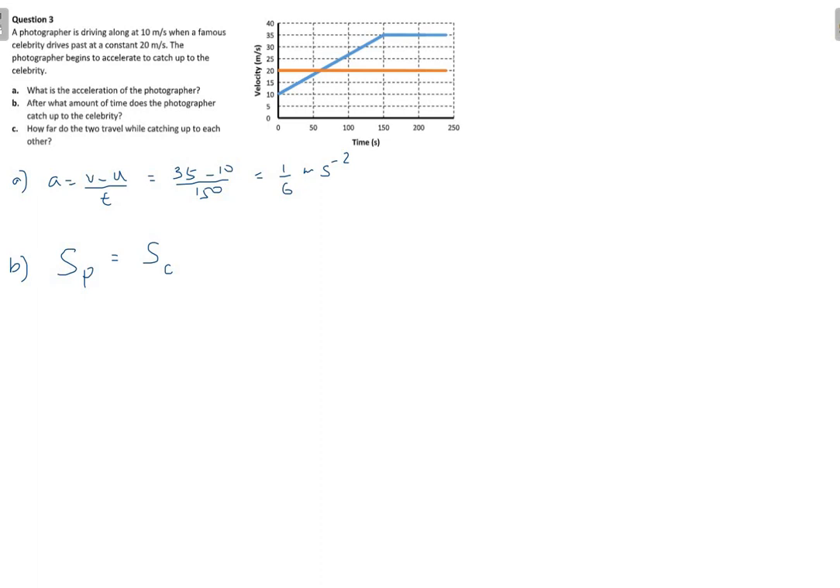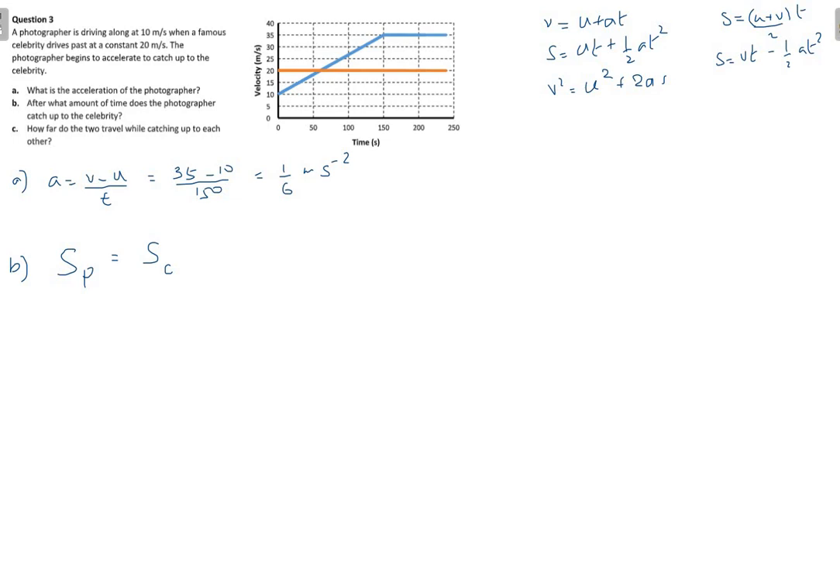Now the equations of motion that we have are v is equal to u plus at, s is equal to ut plus half at squared, and v squared is equal to u squared plus 2as. We also have s is equal to (u plus v) divided by 2, times t, and s is equal to vt minus half at squared, which I'm not going to really use. So it's the three main equations for me.